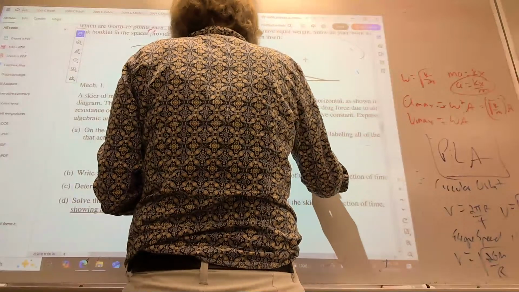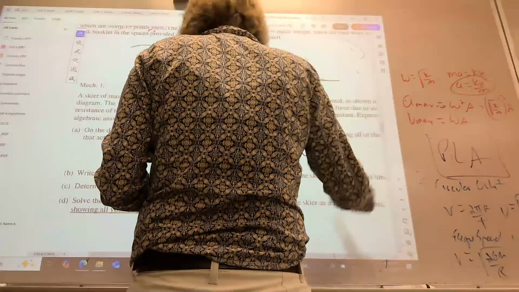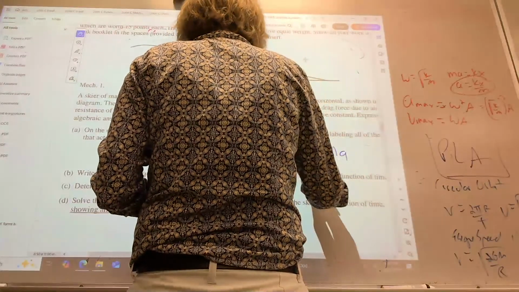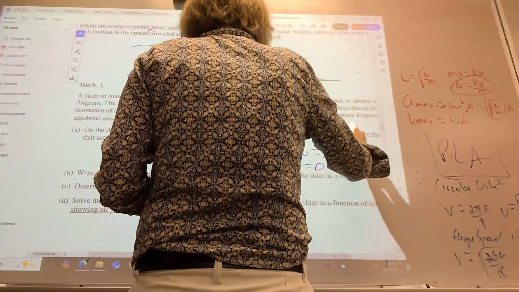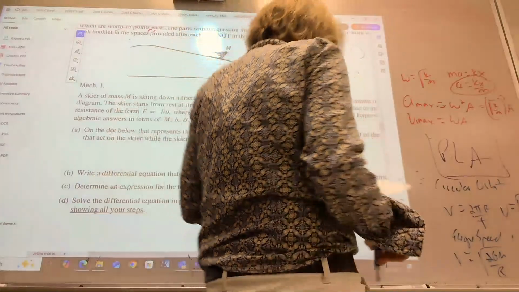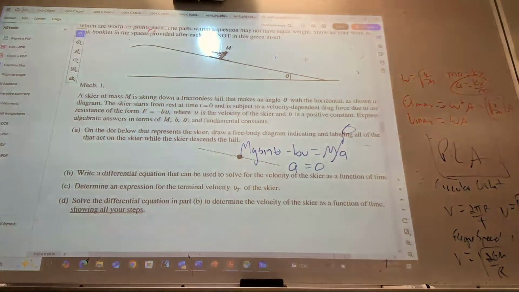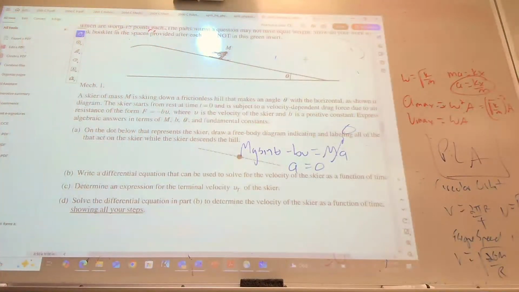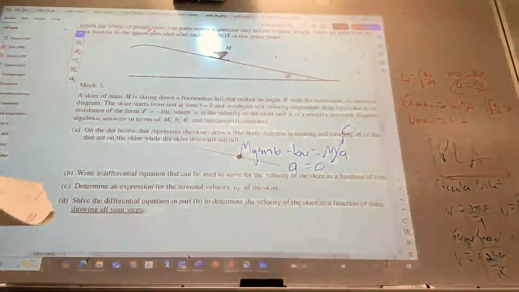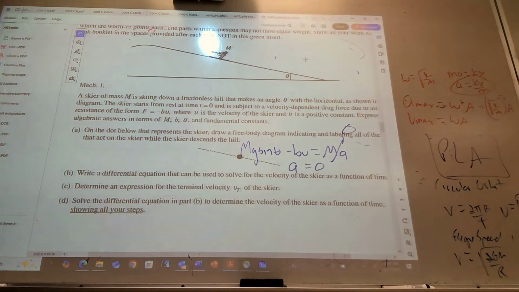What happens at terminal velocity? Anyone? Acceleration zero. Acceleration is zero. It's the same thing every time. You make this zero, you isolate your v. They talk about terminal velocity very often, and so you should just have right away what that means. Your acceleration is zero. You isolate your velocity.